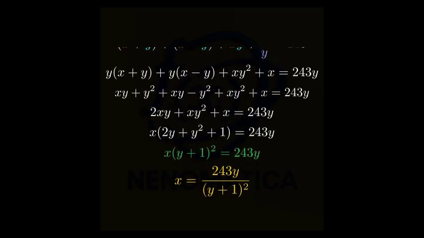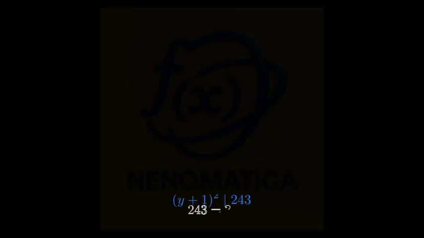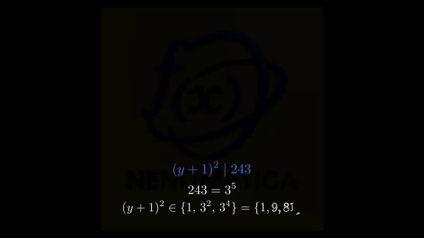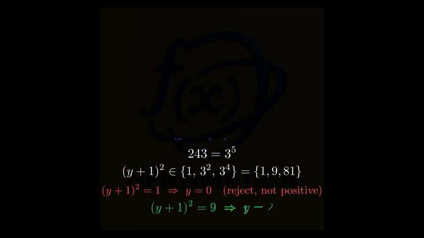Because y and y plus 1 are consecutive, they are coprime. Therefore, y is coprime with the square of y plus 1. For x to be an integer, the square of y plus 1 must divide 243. Factor 243 as 3 to the 5th power. The perfect square divisors are 1, 3 squared, and 3 to the 4th power. That means the square of y plus 1 can be 1, 9, or 81. Solve for y from each option and keep y positive.